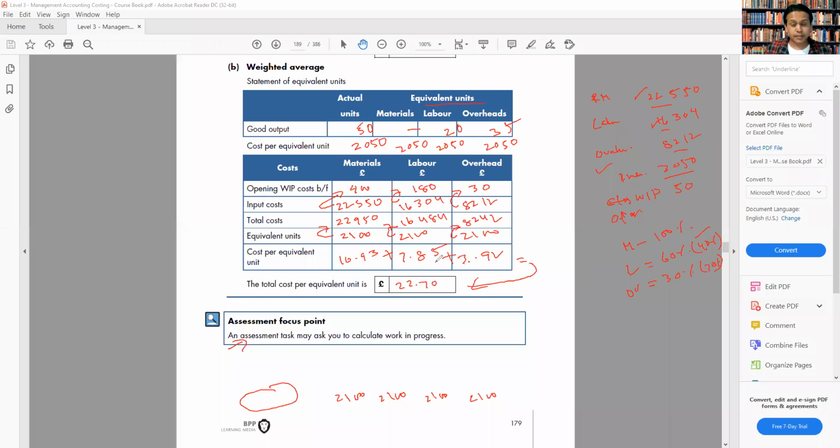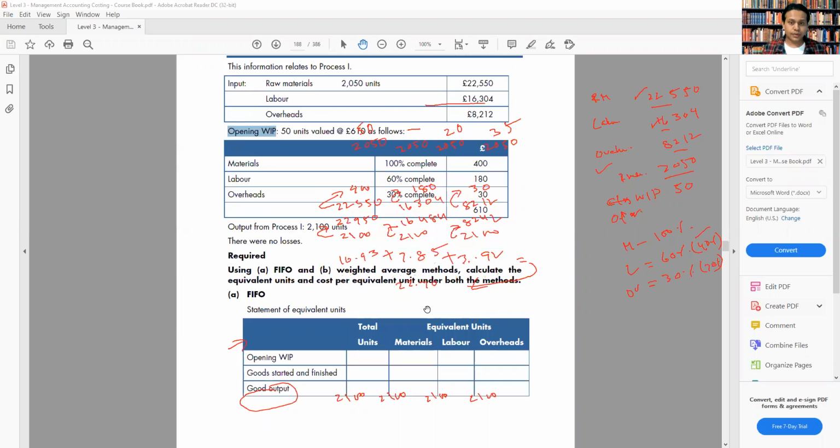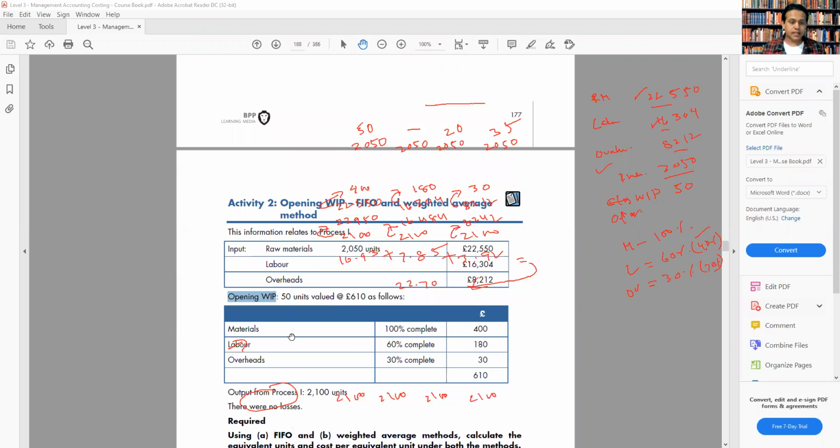All right, that's not a problem. I can show you where it is coming from. It's in the question. I'll show you here. You can see it. So material 400, labor 180, and the overhead 30. The question tells us this information.